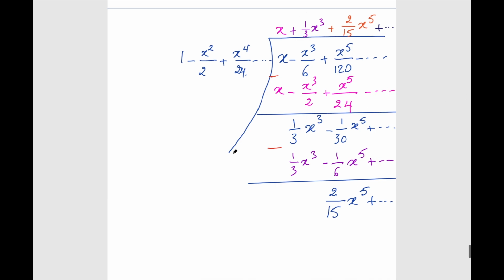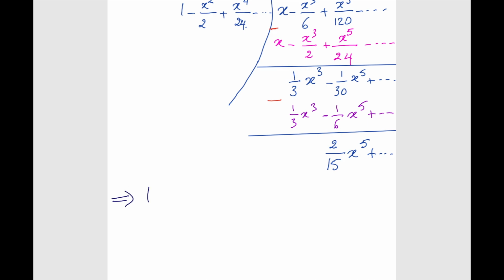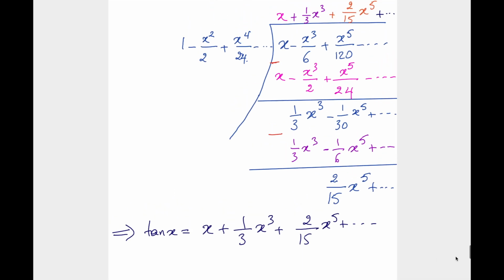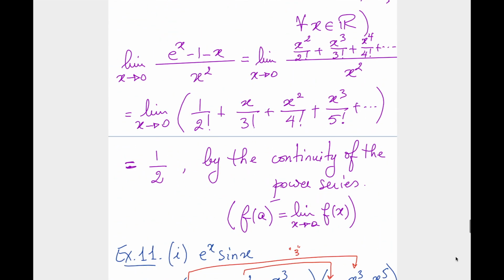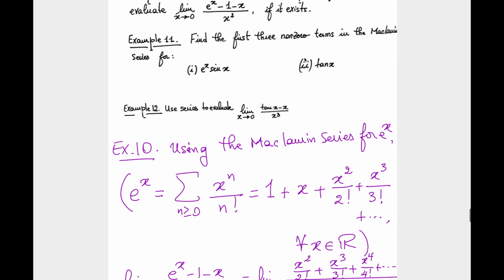So it follows that tangent x is equal to x plus 1 over 3x cubed plus 2 over 15 x5 plus etc. And this is for sufficiently small x. That x actually can be anywhere between minus pi over 2 and pi over 2. Okay, you don't have to prove that, but I'm just telling you that the radius of convergence for tangent is pi over 2. Okay, all right. So this completes example 11. This was part 2 of 11.